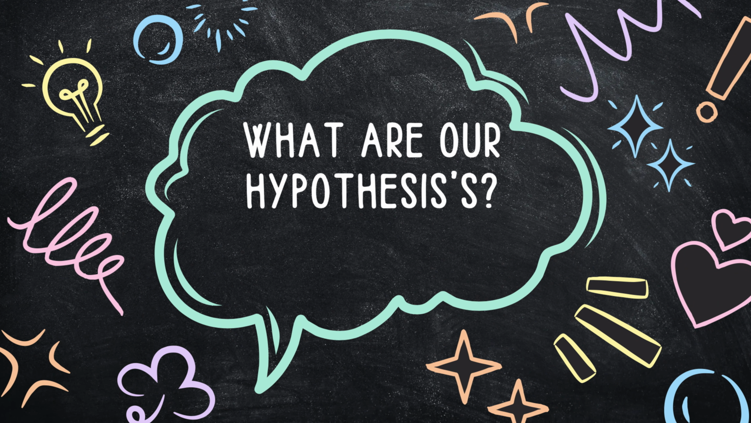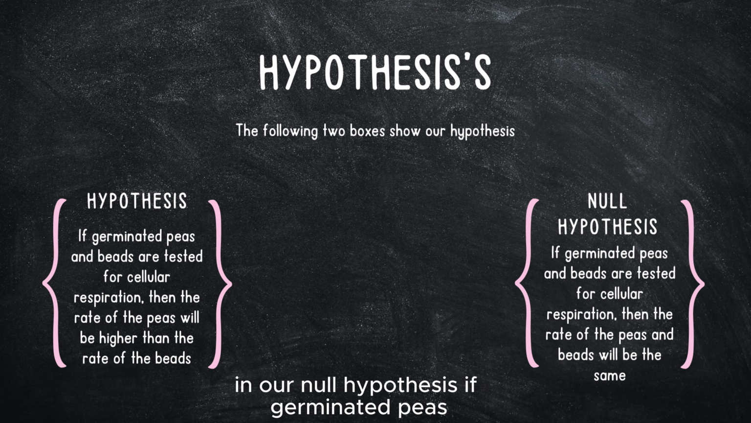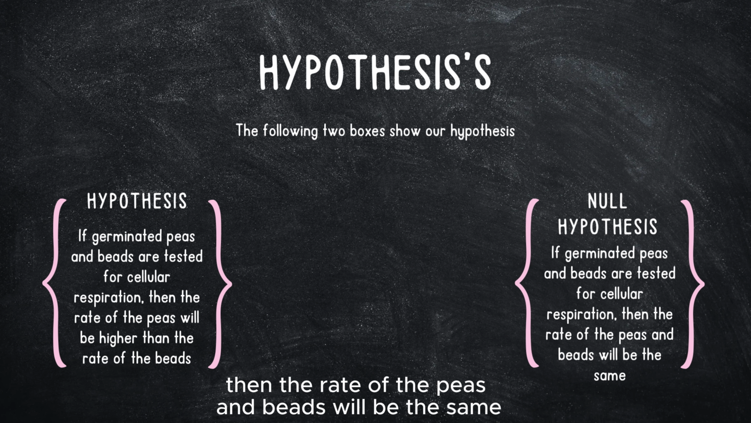Oops, I made a spelling mistake, but what is our hypothesis? If germinated peas and beets are tested for cellular respiration, then the rate of the peas will be higher than the rate of the beets. In our null hypothesis, if germinated peas and beets are tested for cellular respiration, then the rate of the peas and beets will be the same.